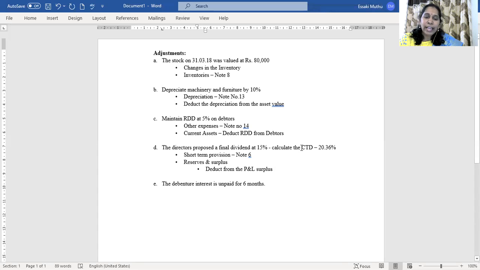Okay, not only that, same way CDT also. So you have to calculate CDT 20.36% on the dividend amount, and that amount again will be shown as a short-term provision under note number 6. Why? Because the CDT you have to pay, so you have to show it under the category of short-term provision, and the same way, that is out of profit you have to pay, so that should be deducted from the P&L surplus account. And very important, usually after 2020, companies are not paying CDT, so that is not applicable if the year given is 2021.